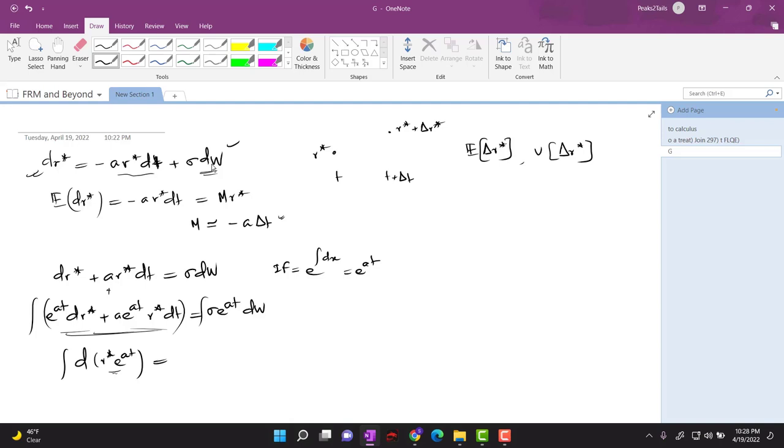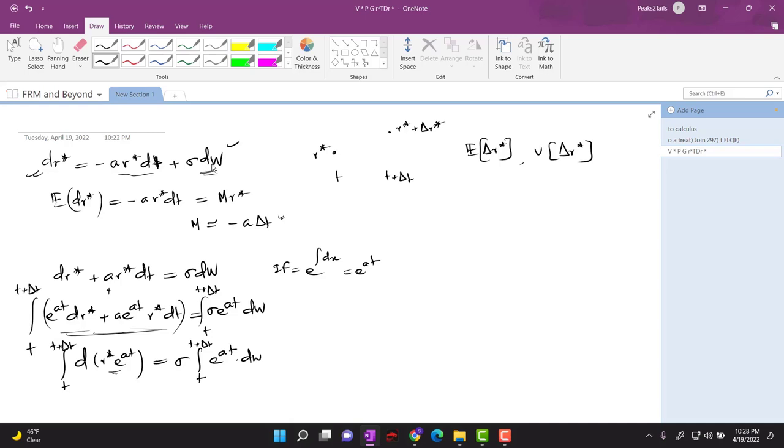So what are the limits? We're going from t to t plus delta t, right? Sigma comes outside. And we have the integral from t to t plus delta t of a time dependent function e to the power at times a stochastic component dW. Okay.